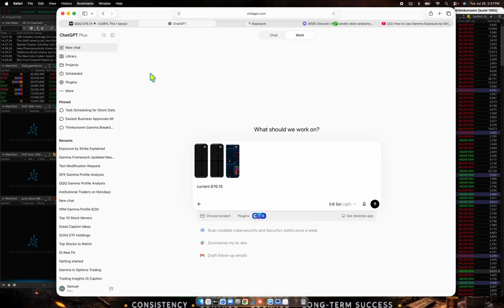676.15. Right, and we know it's going to move, just whatever you got it clicked on right there. So give or take, it doesn't really have to be spot on, but as close as you can get it to wherever current price is, right?